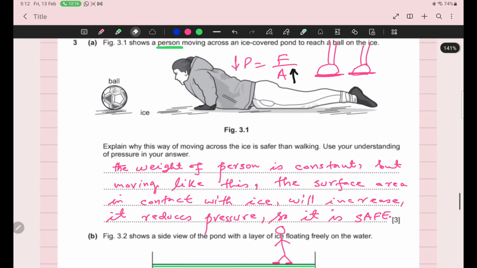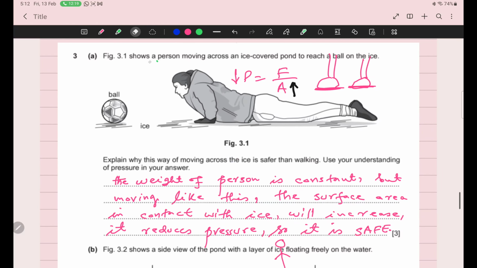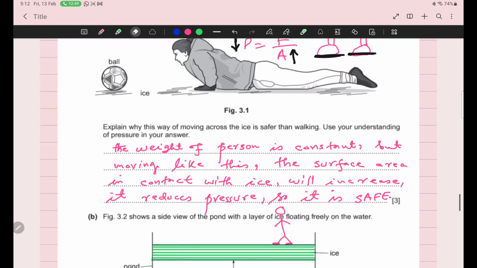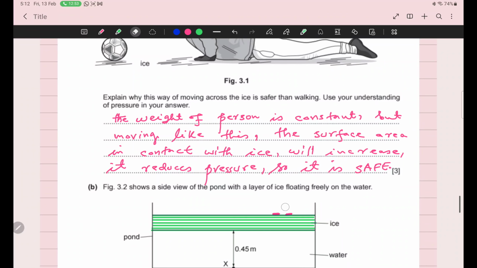So the situation I have explained: if the person is standing on the ice layer, his whole weight will be on his foot, and the surface area of the foot is very small, so pressure is very high. But when the person is moving like this, his area in contact with the ice is increased, so when the area is increased, pressure will be reduced. We have many examples, and we will discuss all of them from past paper questions, so it will be easy to explain.